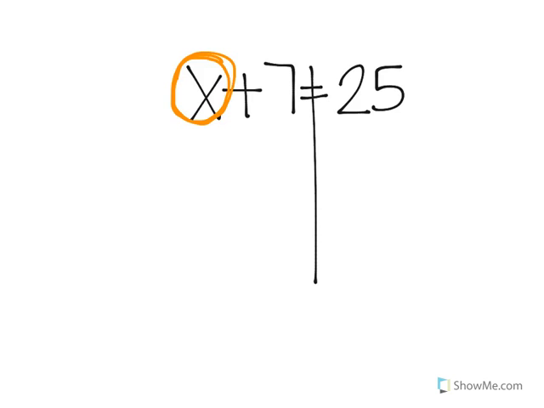In this case, 7 is being added to x. To get rid of that plus 7, I have to do the opposite operation. The opposite of addition is subtraction, so I have to subtract 7, which then cancels out these 7s. If I subtract 7 from the left side of the equation, I also have to subtract 7 from the right side of the equation.